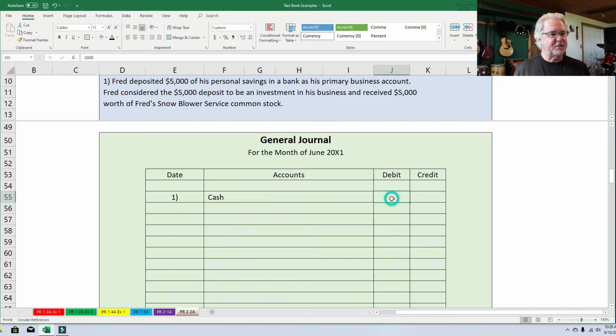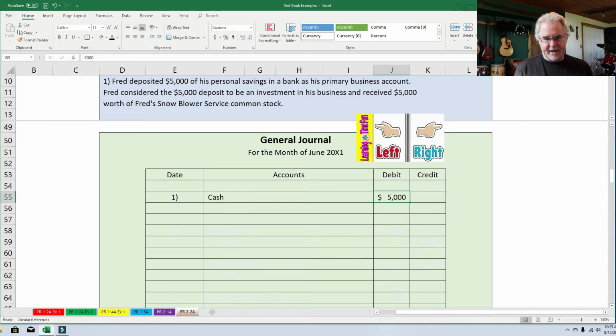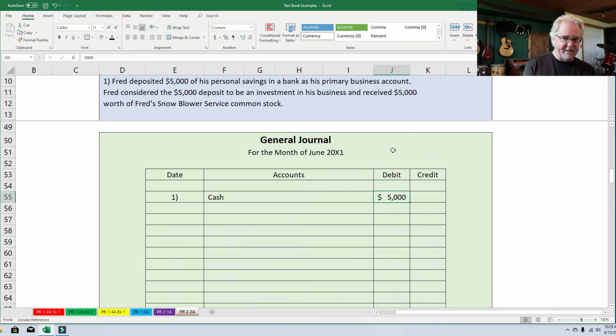All right, and how much is he putting in here? He's putting in $5,000. So whatever gets listed first is going in the debit column. Now, the debit column, that simply means left. Debit means left. Debit does not mean add. It does not mean subtract. It does not mean good. It does not mean bad. Doesn't mean up. Doesn't mean down. Doesn't mean anything except for left. That's all it means. Right there.